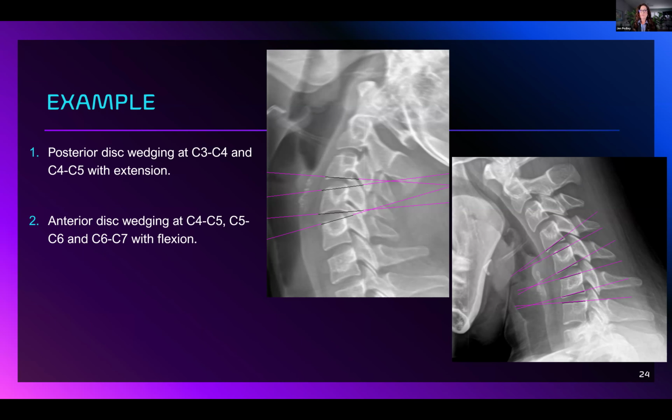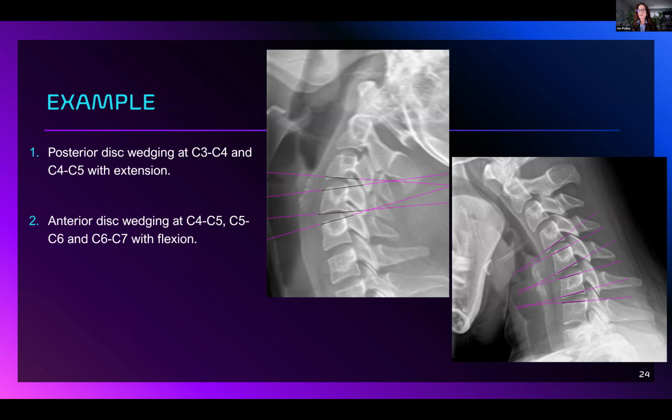When they went into flexion, I'm not seeing any anterior disc wedging at the C3, C4 disc level, but at C4, C5, I do, C5, C6, and more mild at C6, C7. That is indicating to me that there is some trauma or injury that has happened to the posterior longitudinal ligament or posterior ligaments.